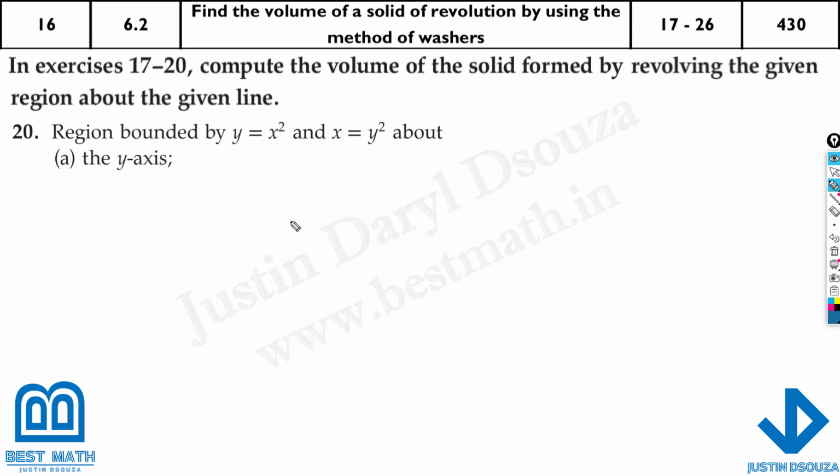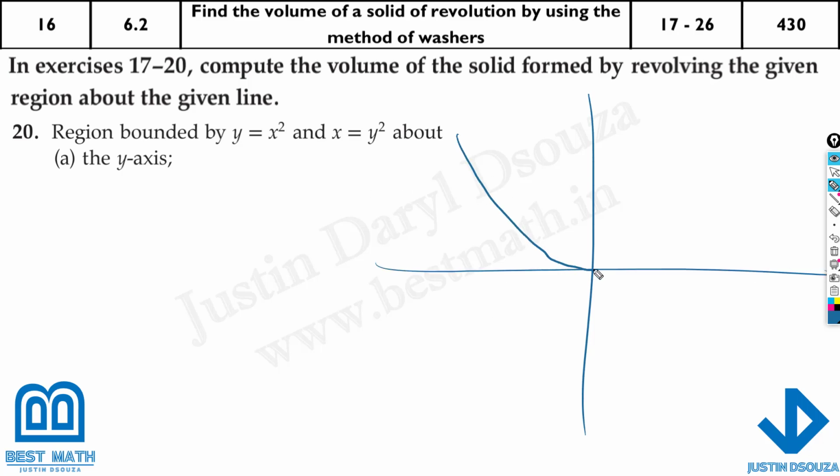Again, a similar problem. Now we have y is equal to x squared. Let's draw this one out. Y is equal to x squared. It's a parabola from 0. And we have x is equal to y squared. That is also a parabola, but it goes to the right side, isn't it? Like this. This is the graph.